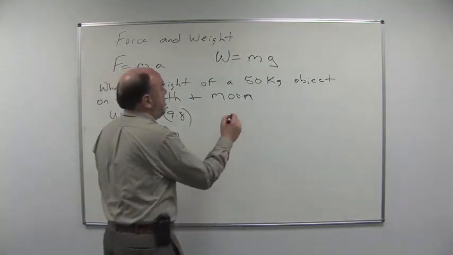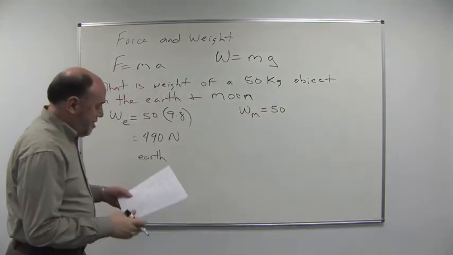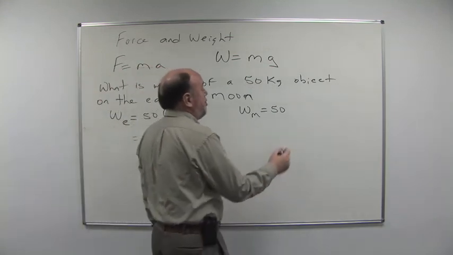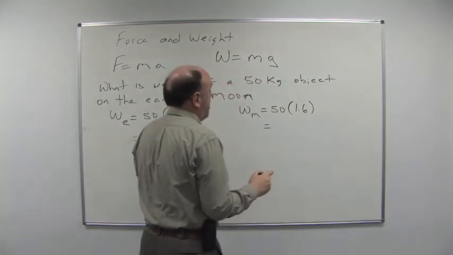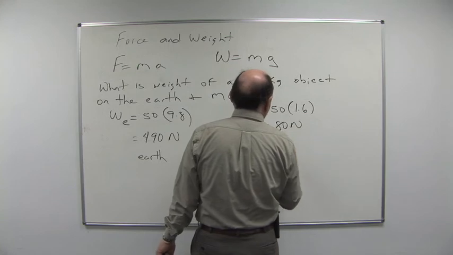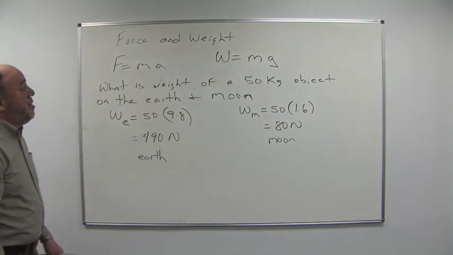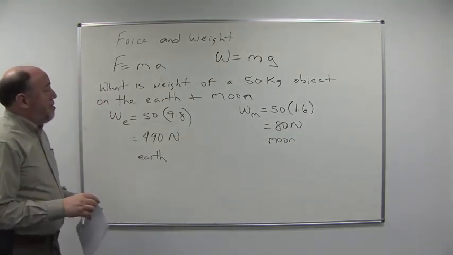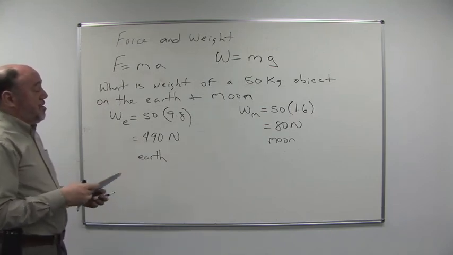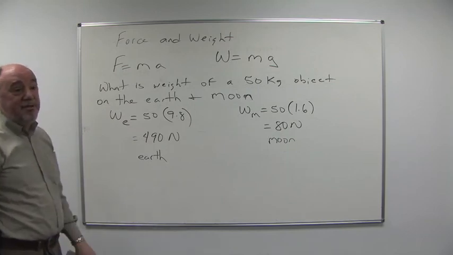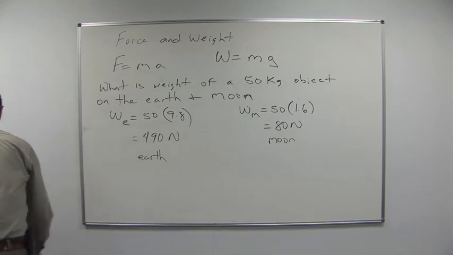Now we go to the moon. The weight on the moon will be 50 times the acceleration due to gravity on the moon, which is 1.6 meters per second squared. So on the moon, the same object would have a weight of 80 newtons. When an astronaut goes from the Earth to the moon, the mass of the astronaut doesn't change. The weight, however, does change. That weight is dependent upon little g, and little g changes as you go from the Earth to the moon or to other planets.